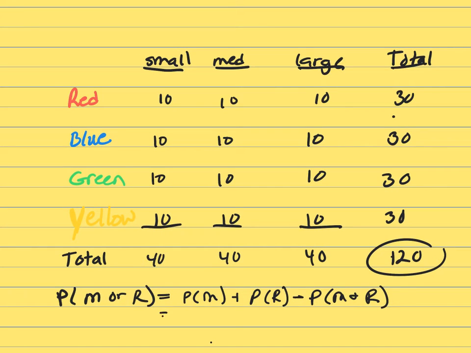So the probability of medium is going to be 40 over 120, because 120 is my total number of items. Probability of red's 30 over 120 minus the probability of medium and red. Medium and red, we've double counted that one, so back that one out, 10 over 120. And that's going to be 60 over 120, which is 1/2.